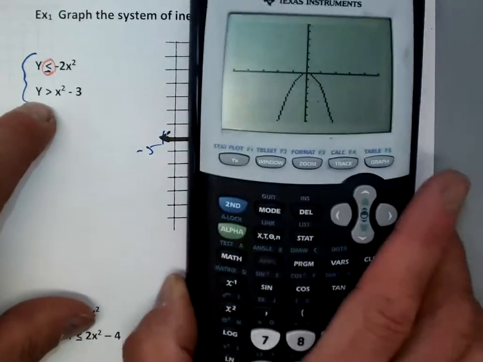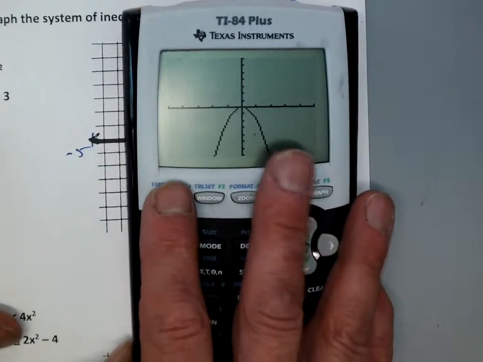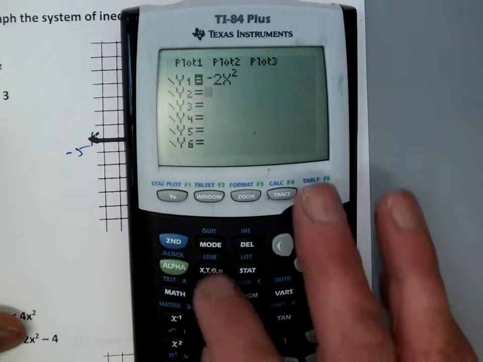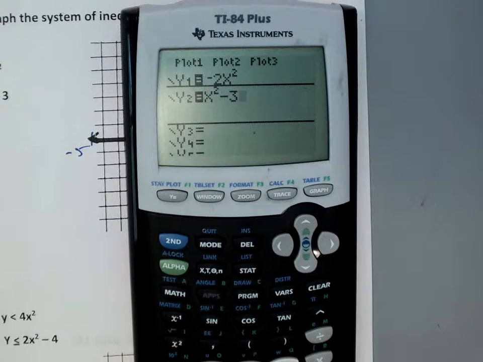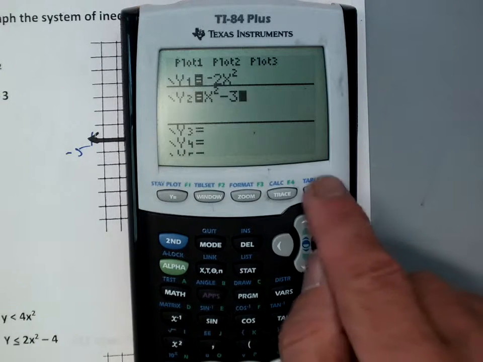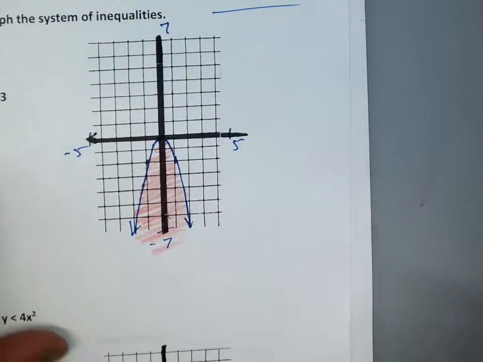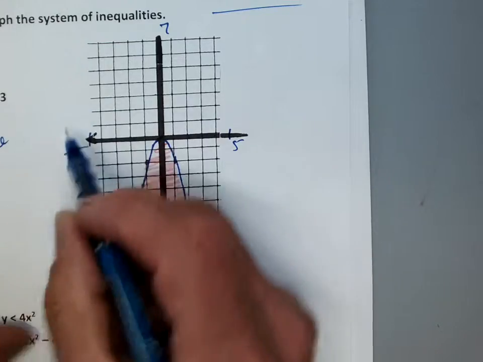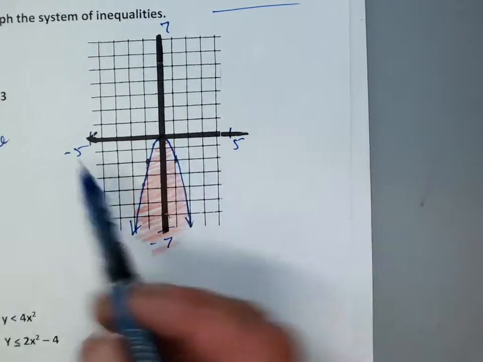Let's graph the other, and the calculator can do it for me. I can go to my y equals, and my second equation, y2, is going to be x squared subtract 3. Not minus, but subtract 3. There's a difference between minus and subtract, so I'm going to graph that one. Okay, it looks like that, but I'm going to be careful on this one because I'm going to make sure this is a dashed line. It's going to be dashed because there's no equal sign, so it'll be greater than the parabola, but it will not be equal to it.